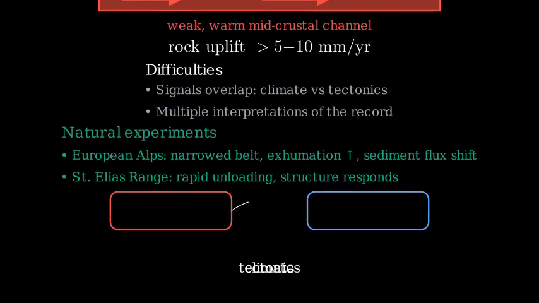Remember, it goes both ways. Tectonics shapes climate, for example, the uplift of the Tibetan Plateau intensifying the Asian monsoon, and climate shapes tectonics through erosional unloading and sediment redistribution.